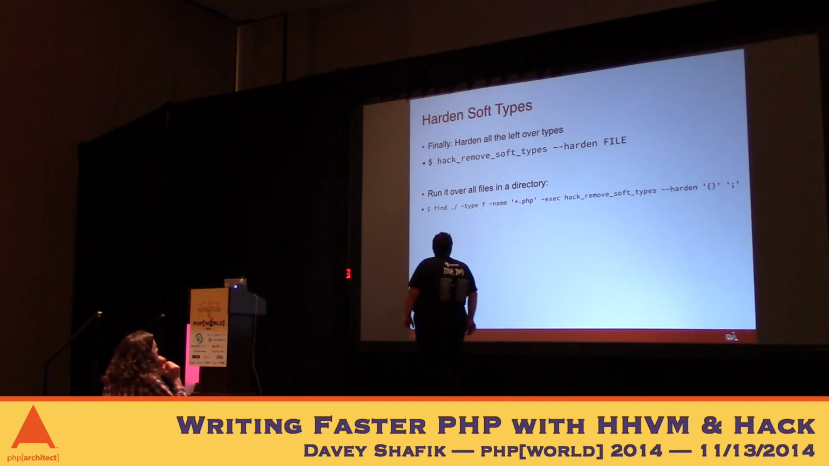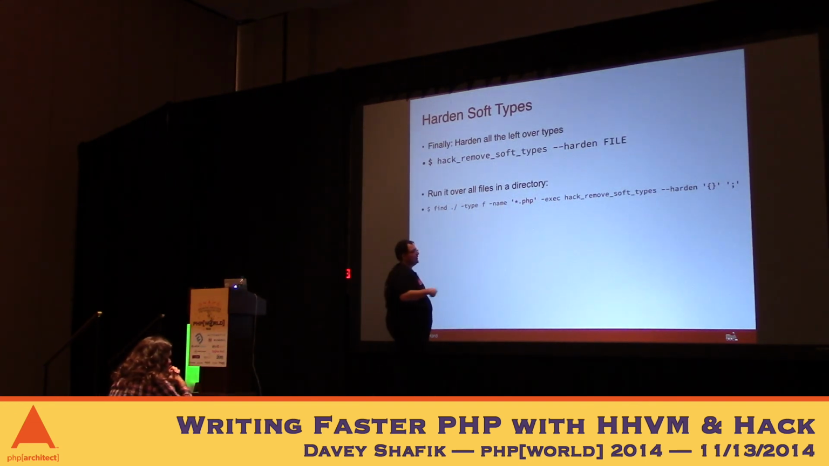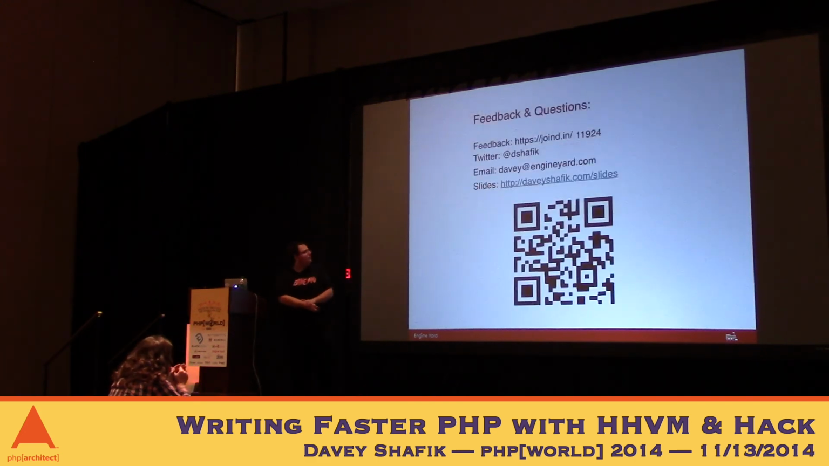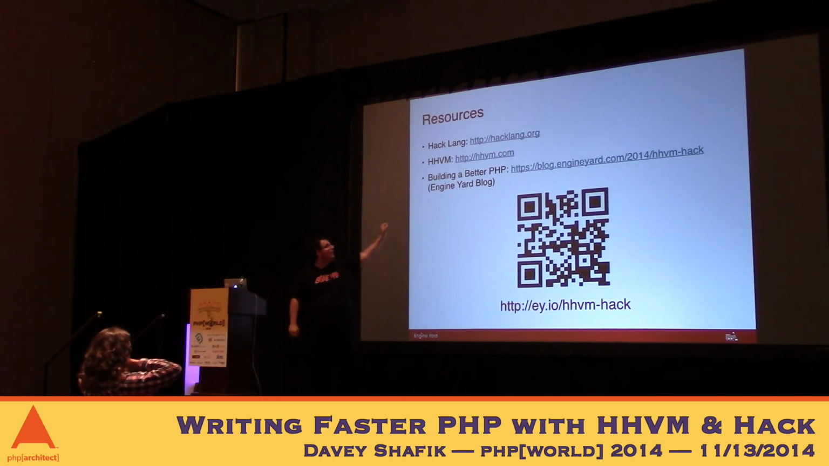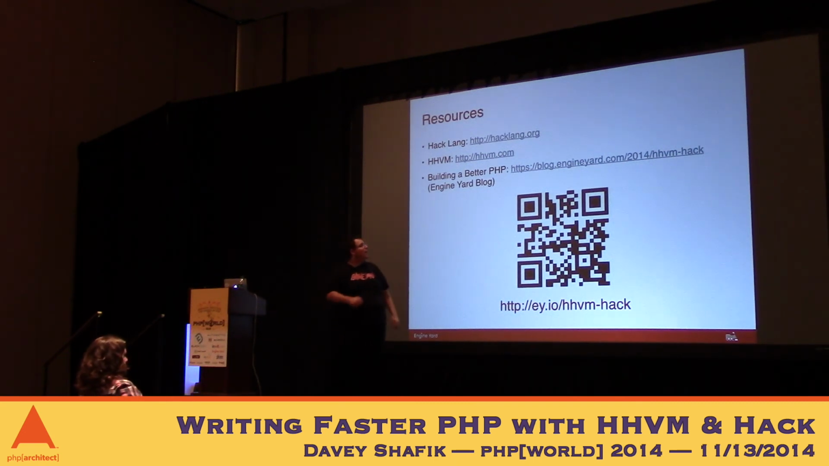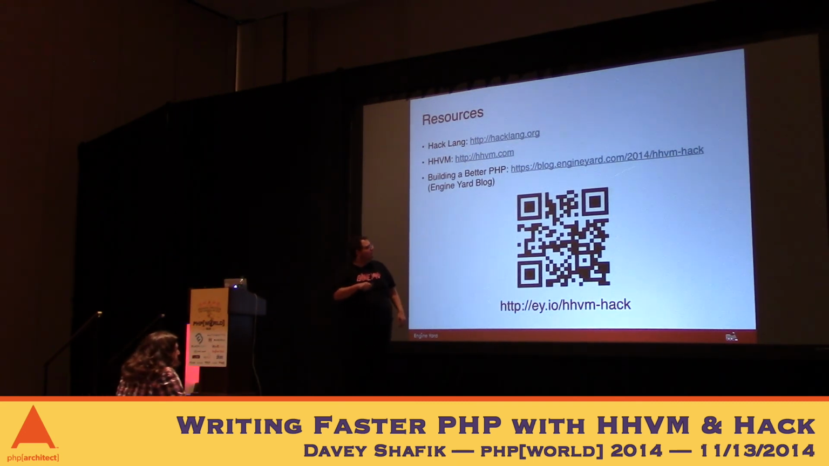If you want to run it over all the files in the directory, there's this nice little one-liner here. I have a blog post with this in it, which you can go look at. I'm actually going to flip to that slide first. So I've got a bunch of resources. The number one resource, just like PHP, is the Hacklang website for the manual. HHVM is at hhvm.com. And then I've got a blog series on this. It's 5 different posts which cover everything in here in great detail, called Building a Better PHP. Number 1 is this one here, but if you scan this barcode or go to ey.io/HHVM Hack, then there's a list of those links right in there.